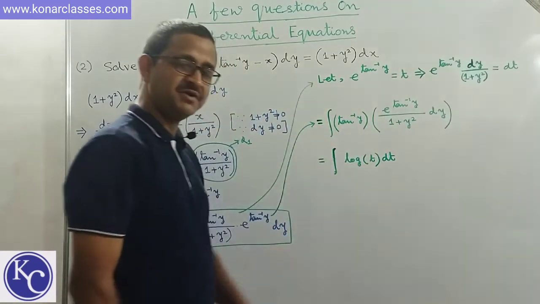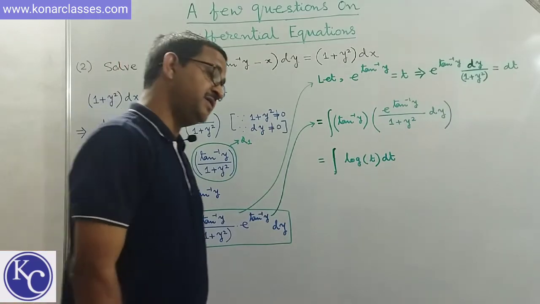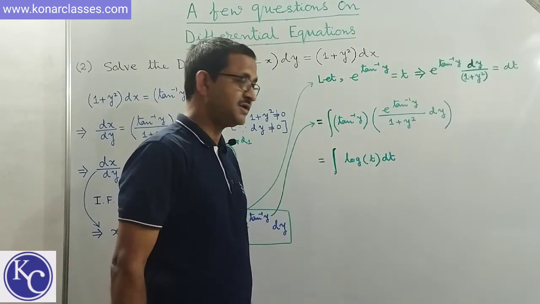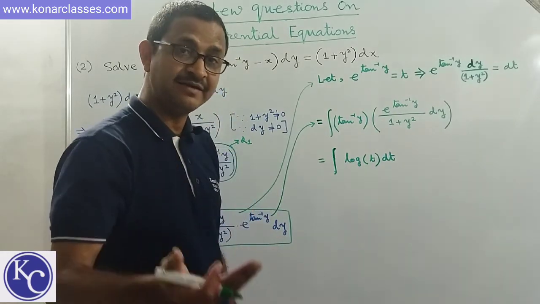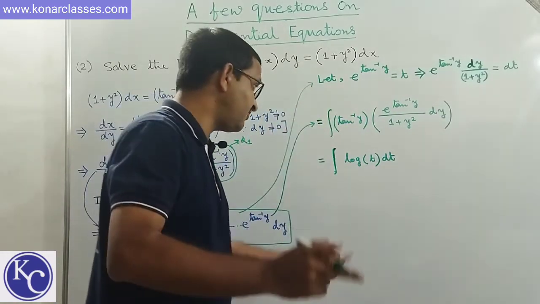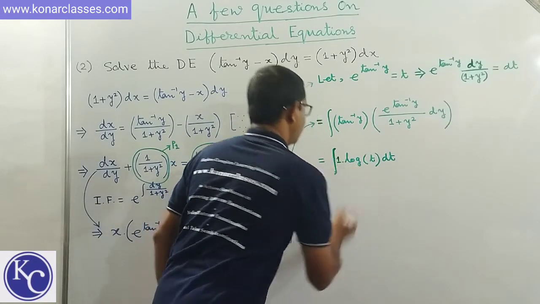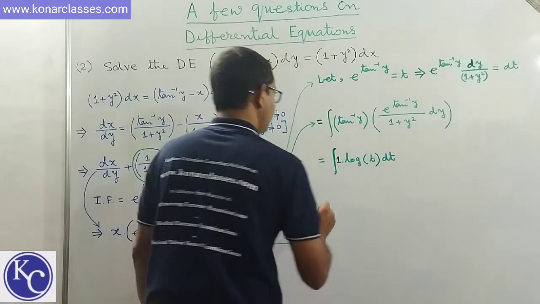Now dear students, integration of log t dt, integration by parts. There is only one function, log t, which is not directly integrable, so we will consider this as the first function, and 1, since nothing is multiplied, as the second function. So what are we going to get?